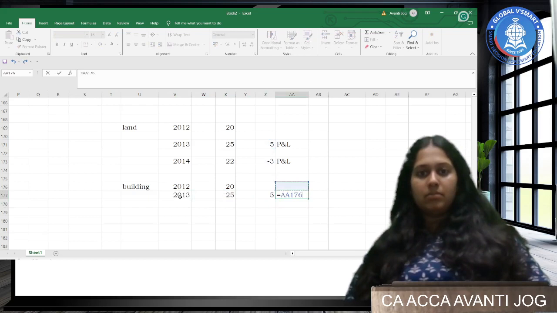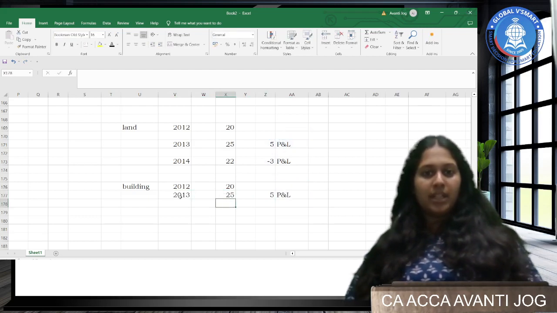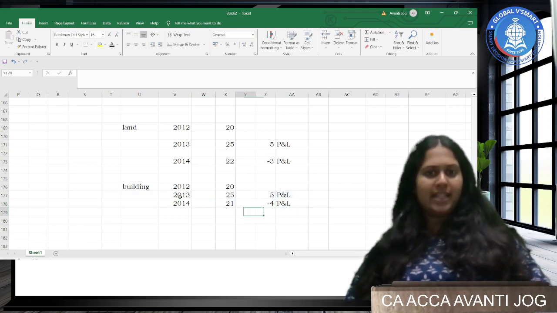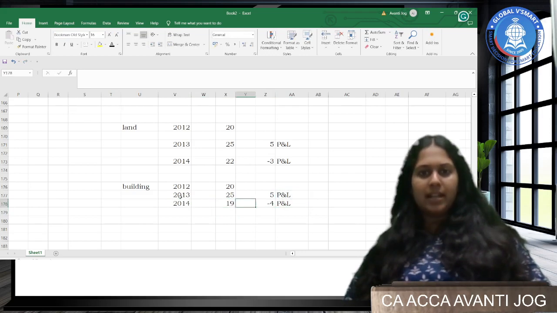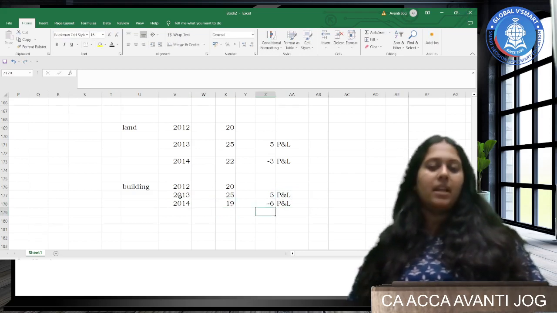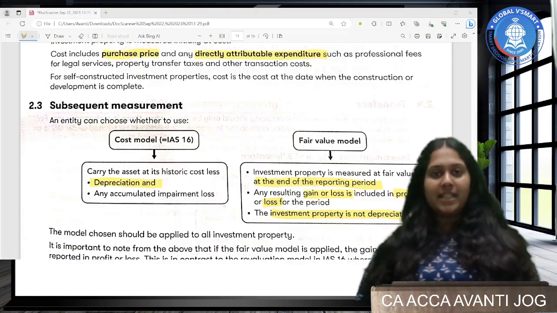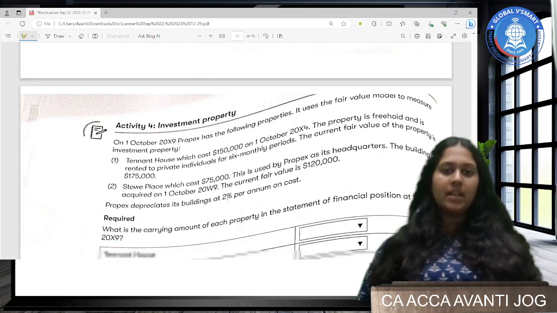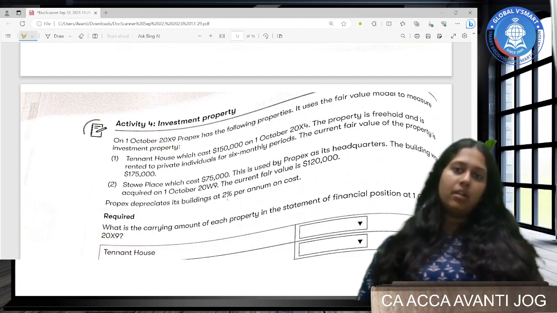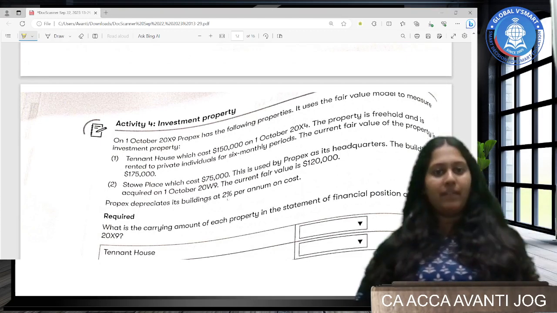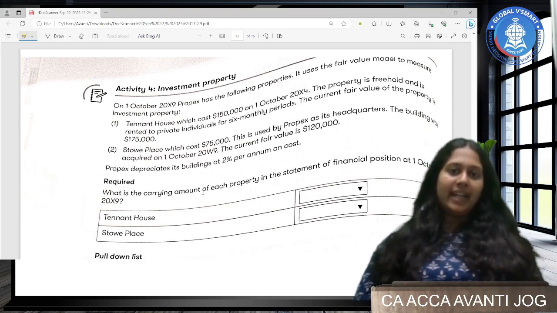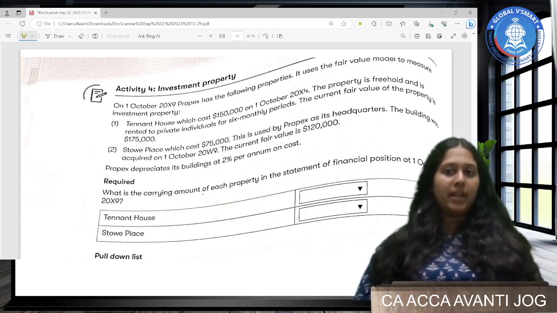Yes. 2014, it's, let's say, 21, minus 4 you take to P&L, so on and so forth. Let's say it's 19, then minus 6 you take to P&L, yeah? So, no question of depreciation even for a building. This is unique for investment property. If you do one class of asset in investment property, you have to revalue all of them. Same logic, okay?